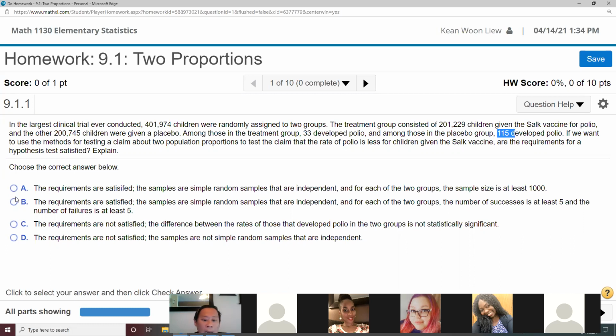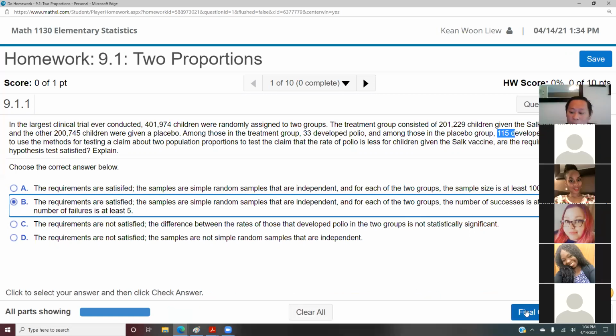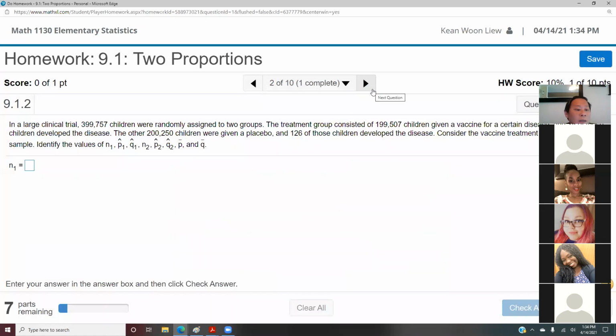We don't use 1,000 here. It doesn't have to be at least 1,000; it's 5 successes and 5 failures. Okay, we don't use 1,000 here. The first one is a bit easy, just asking for a requirement check.